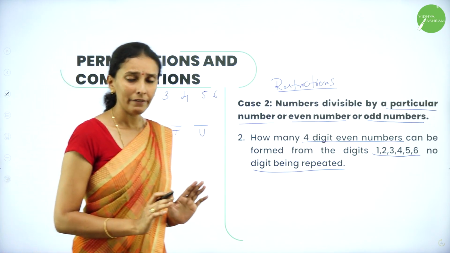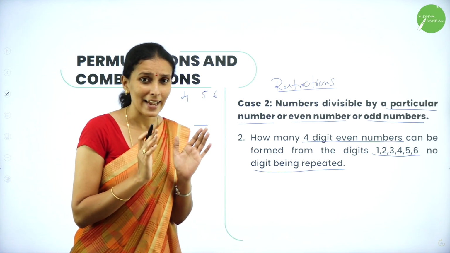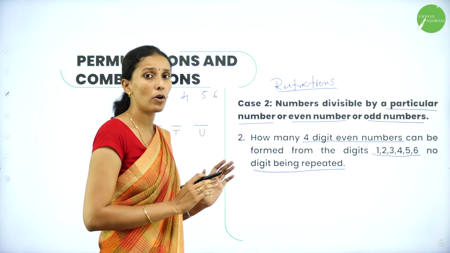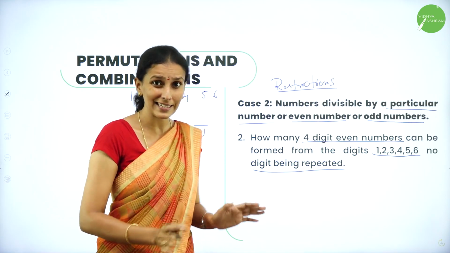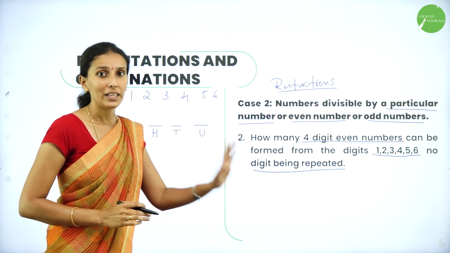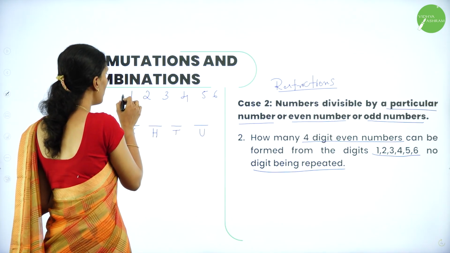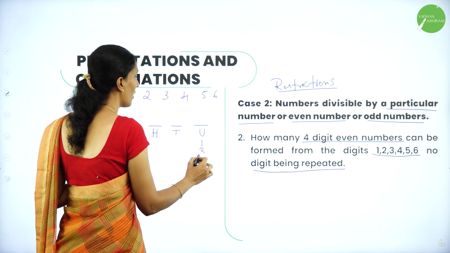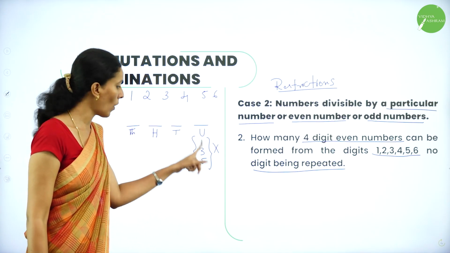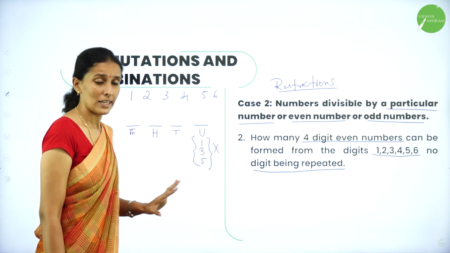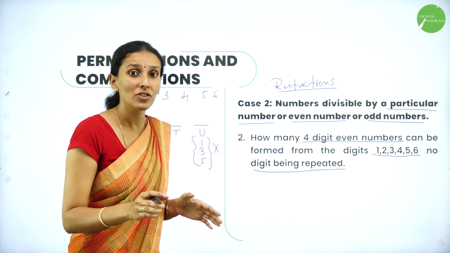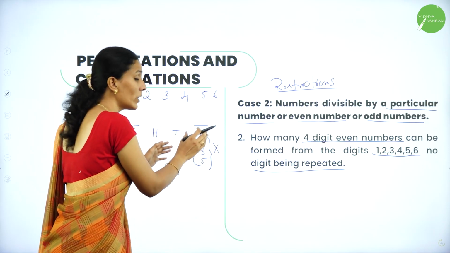So what do you mean by even number? An even number always ends with an even digit. Okay, any even number, whether a 4-digit, 3-digit, 5-digit or 6-digit number, should always end with an even digit. So I cannot fill 1, 3, 5. This is not possible. If I put 1, 3, 5 on the units place, this will become an odd number. So therefore, where is my restriction? My restriction is in the units place.